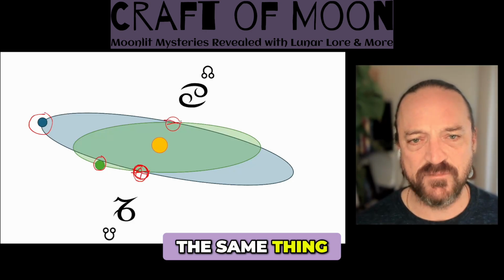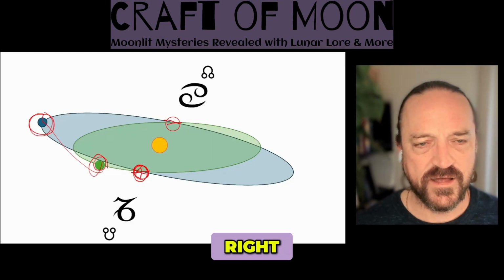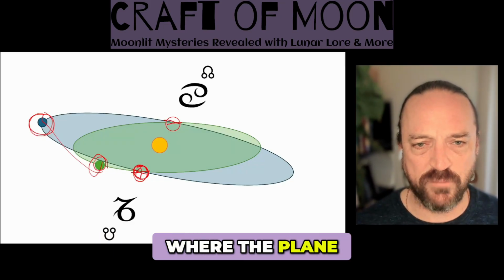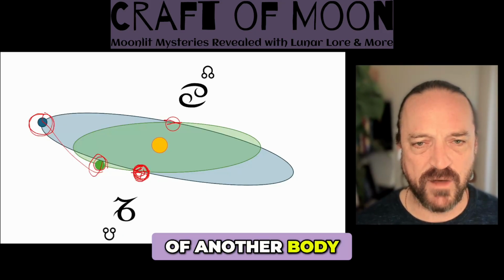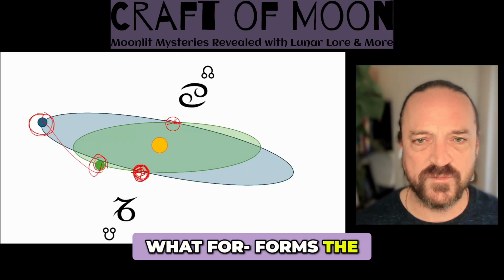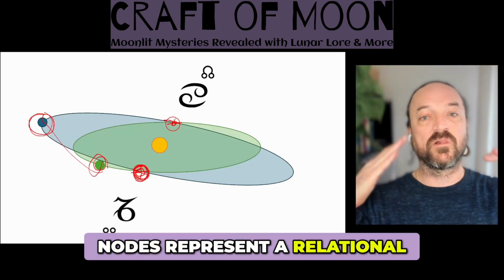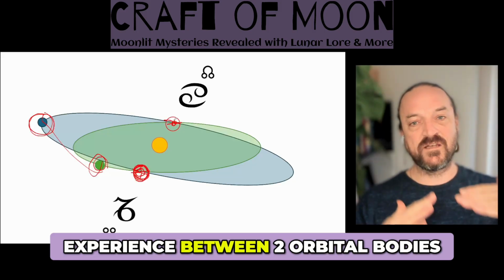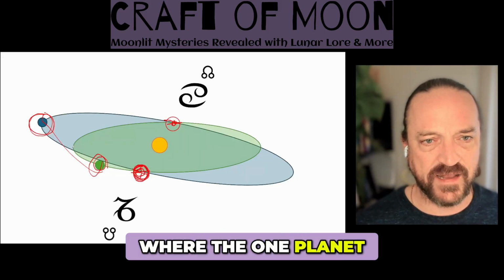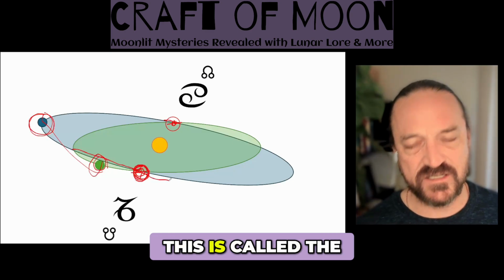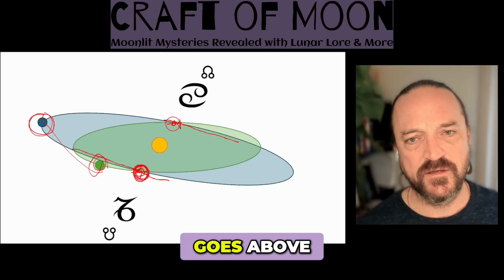And the Moon does the same thing. We could imagine that this is the Moon, and this is the Earth, and it would have the same thing, where the orbital plane of one body intersects with the orbital plane of another body. That is what forms the nodes of the two together. So nodes represent a relational experience between two orbital bodies, and where the one planet goes below the other plane, this is called the descending node, and where the planet then goes above.